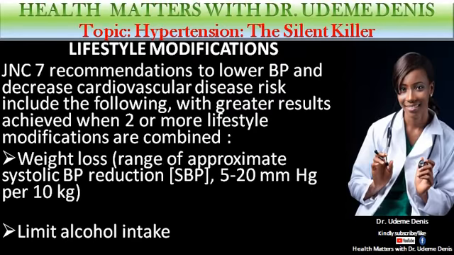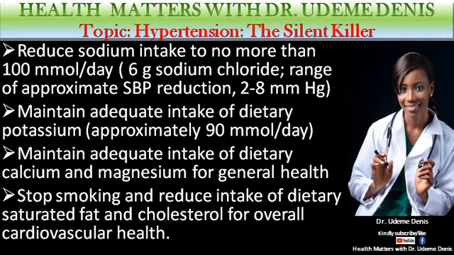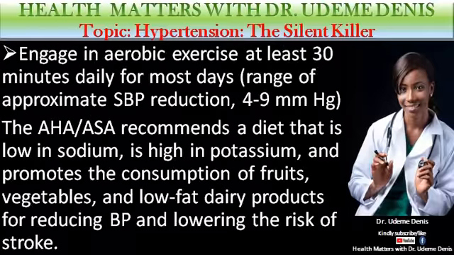Then limit alcohol intake. Reduce sodium intake to no more than 100 millimole per day. Maintain adequate intake of dietary potassium, and there are many fruits with high potassium content like banana, orange, etc. Maintain adequate intake of dietary calcium and magnesium for general health. Stop smoking and reduce intake of dietary saturated fat and cholesterol for overall cardiovascular health. Engage in aerobic exercise like jogging at least 30 minutes daily for most days.